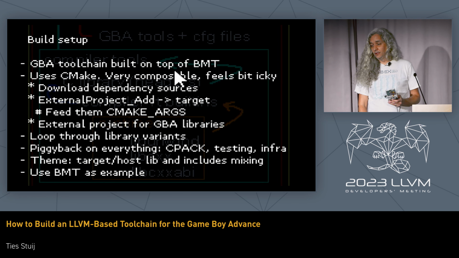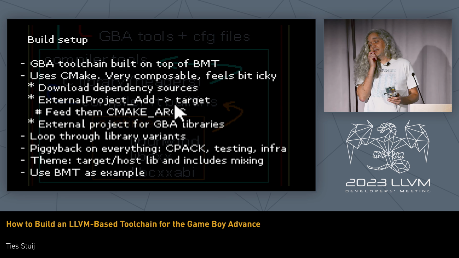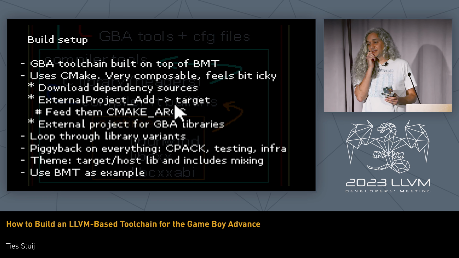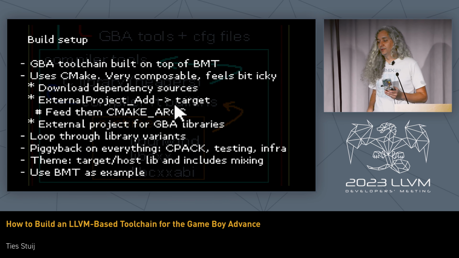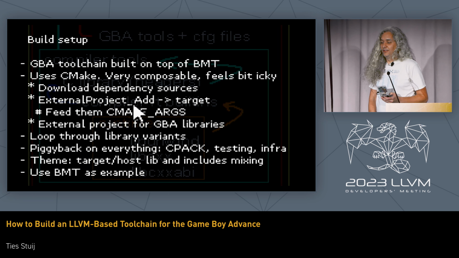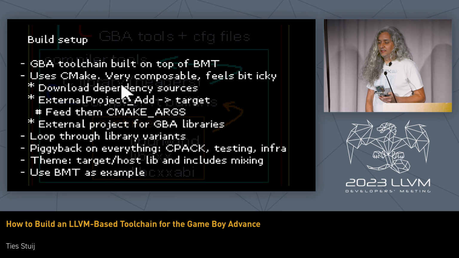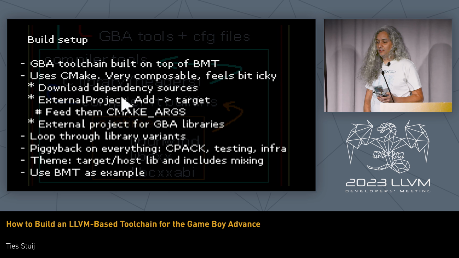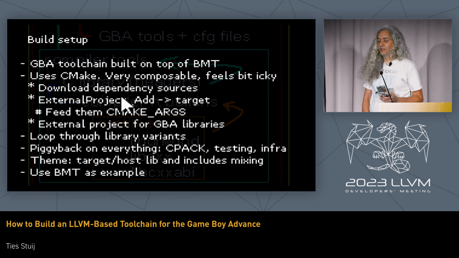So we built our toolchain on top of the BMT. We use CMake. In some way it's quite nice to work with because it is so composable. The way that BMT does it, and my little toolchain as well, is that we first download all our dependencies. Then, for LLVM itself, the LLVM target, it's a sub-project.